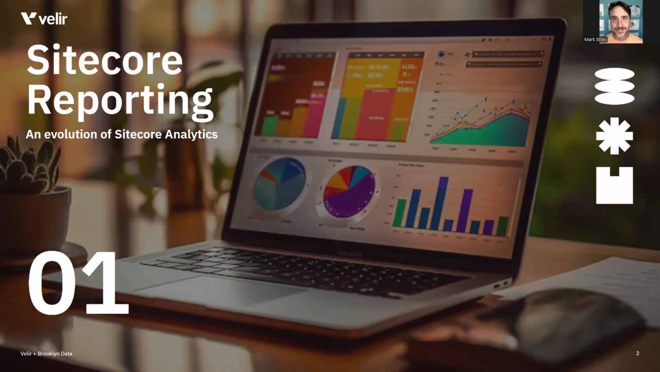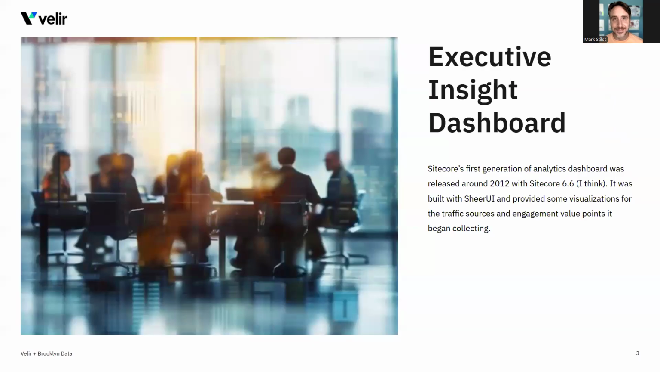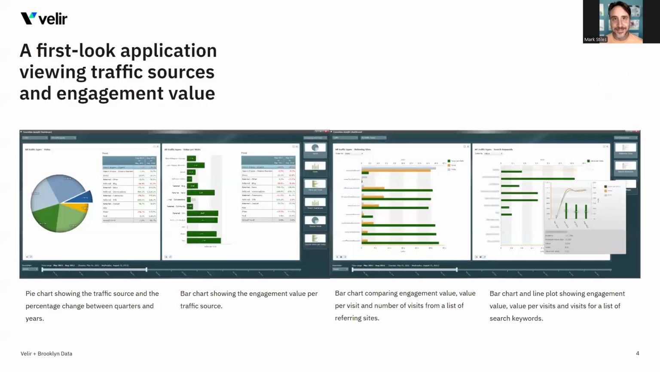And so let's take a first look at the Executive Insight Dashboard. This was something that was released in 2012 with Sitecore 6.6. It was a Share UI app inside the desktop, and you could open up a modal and it would show you a little bit of some of the analytics, a little bit of the referrer traffic, and some of the points if you had goals added to your pages. And so you get a little bit of insight of just where the value is coming from and going to. But it was kind of a first look application. It didn't have a lot of features or anything.